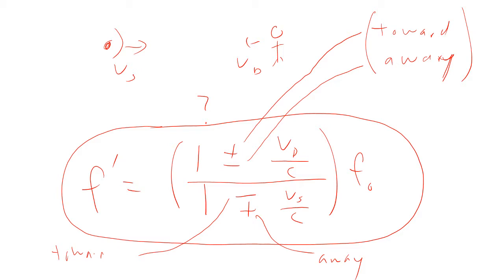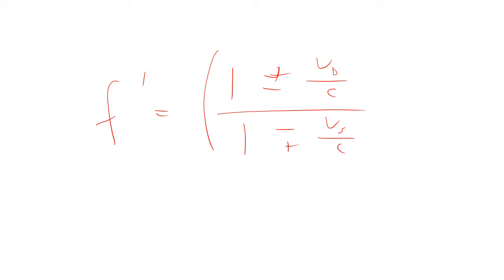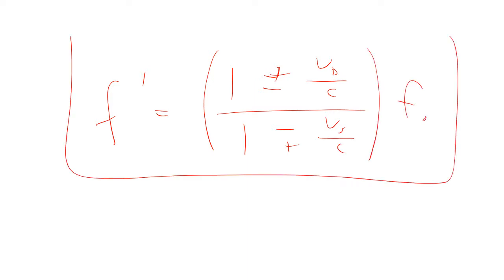Okay, and now you can multiply through top and bottom by c to make it look a little bit neater, but this works for me. You may use it like this, you may use it the way the book does, but I like to remember it as 1 plus or minus v_d over c, over 1 minus or plus v_s over c, times f naught. Okay, and again, the c is the speed of the wave. In this case, it's the speed of sound. Next semester, it's going to be the speed of light.